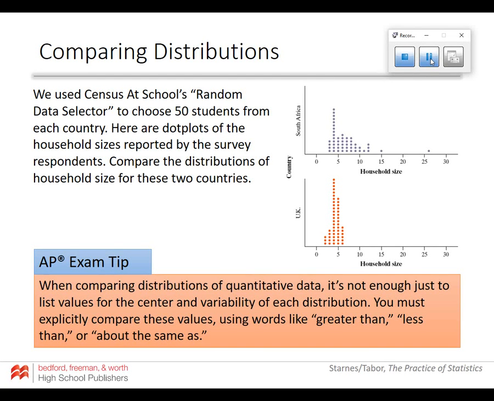Okay. So what would you say about South Africa? What kind of distribution do we have here? Skewed to the right. Okay, it's skewed to the right. Good. And then the UK? Roughly symmetric. Okay, so I heard two different things. I heard roughly symmetric and I heard skewed to the left.